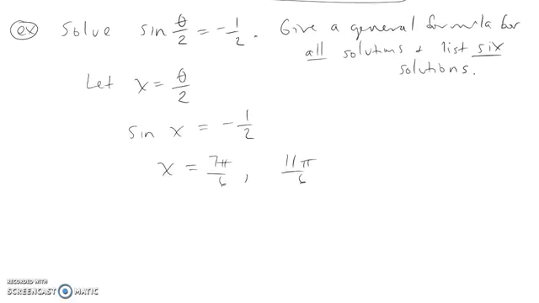All right, we're going to solve sine theta over 2 equals negative 1/2. We're going to give a general formula for all the solutions and list just six of them. Okay, we're going to use the substitution. We're going to let x equal theta over 2. So when sine of x is equal to negative 1/2, that means that x is 7 pi over 6 or 11 pi over 6 in the interval 0 to 2 pi.